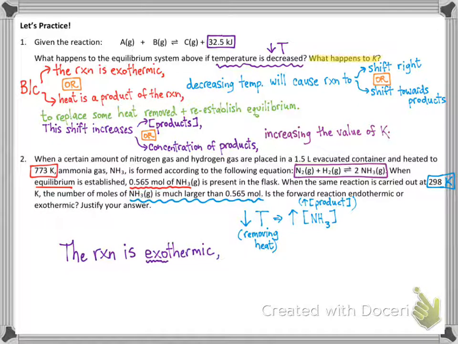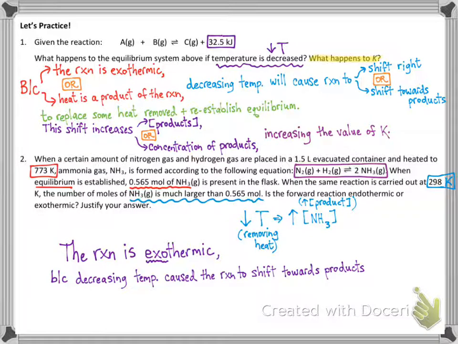Did you see that the reaction must be exothermic? Let's see how we would justify that. First, we just identify the pattern that we noticed. Decreasing the temperature caused the reaction to shift towards products. And then you're going to say, how did you know that? Well, it's because the number of moles of NH3 increased, which means heat is a product of the reaction.